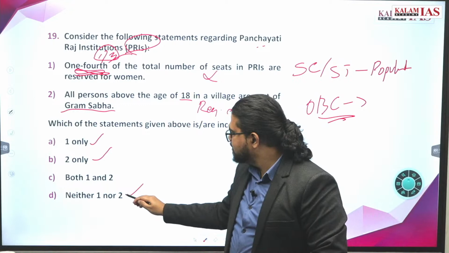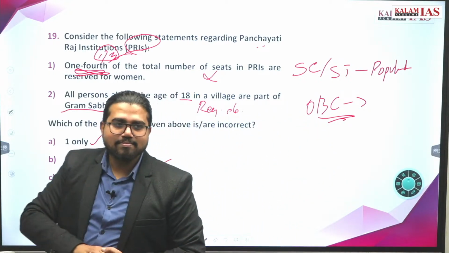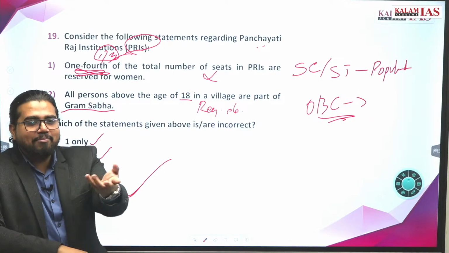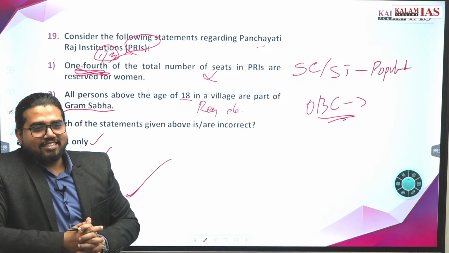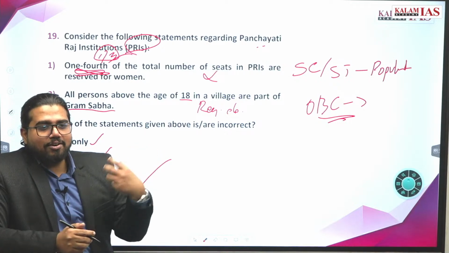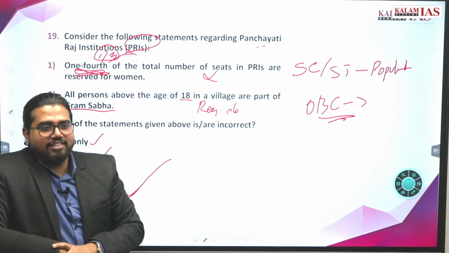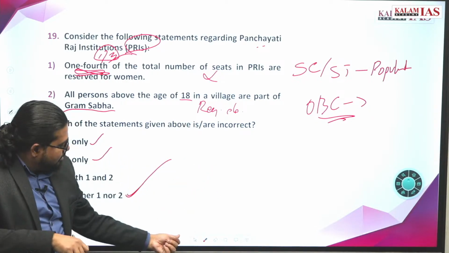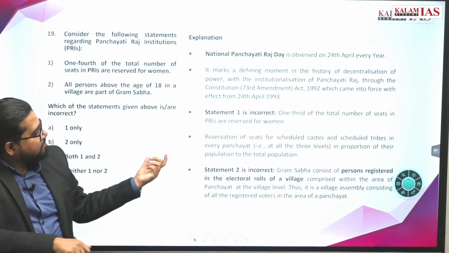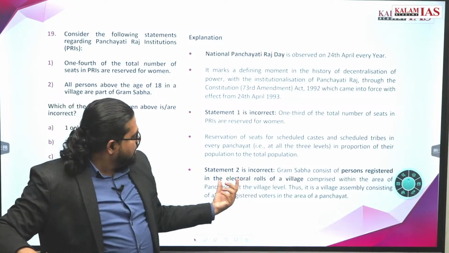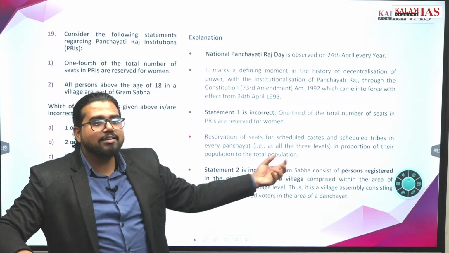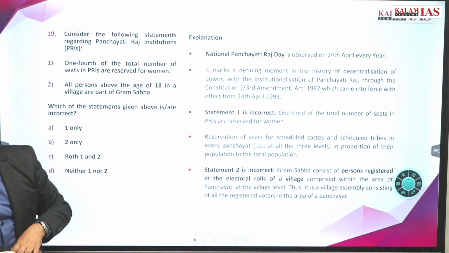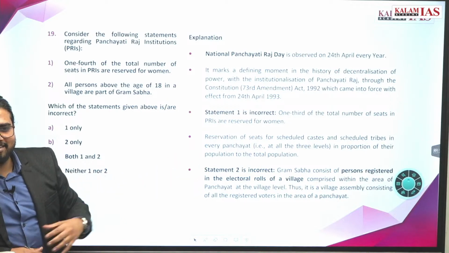All 18-year-old persons are not registered in the electoral roll. He can be registered. It is written like that in the Gram Sabha definition. It is a list including a group of persons in a village. We'll see in the next slide. Gram Sabha consists of persons registered in electoral rolls in a village comprised of XYZ. Registered in electoral rolls is the key criteria for defining Gram Sabha.